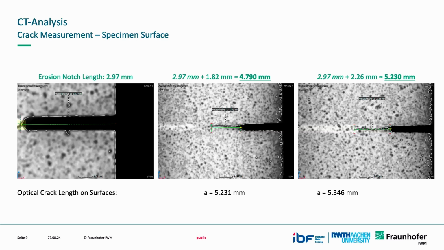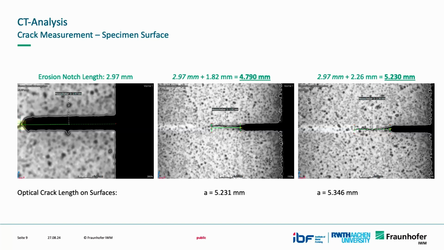So we have the erosion notch, which we measured to about 2.97 millimeters, and then we measured the crack length on both sides with the computer tomography. And what we saw here is that on one side we measured about 4.8 millimeters compared to the optical crack length on the surface that we later can measure visually. So we're off by about 500 micrometers. Here we have 5.2 compared to 5.3, so they were only off by about 100 micrometers.